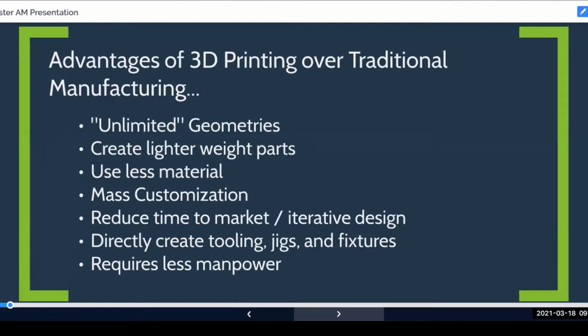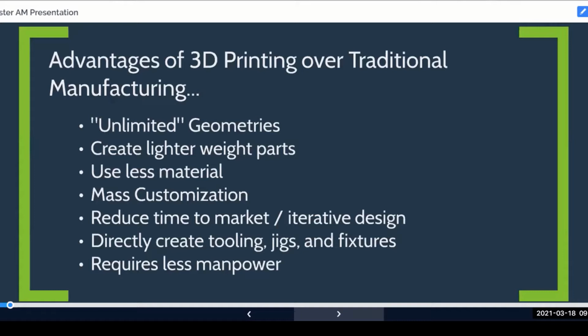Number 5, it reduces time to market, which allows for iterative design. I can produce parts, I can prototype, I can change things, I can come back, I can do it much more quickly than I could if I had to go to a traditional manufacturing method. In the world of manufacturing, it allows me to directly create tooling, jigs, and fixtures, which allows me to make things faster.